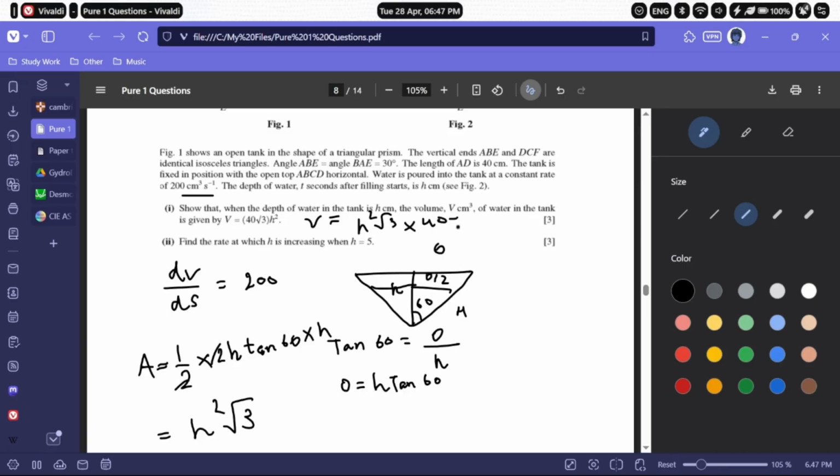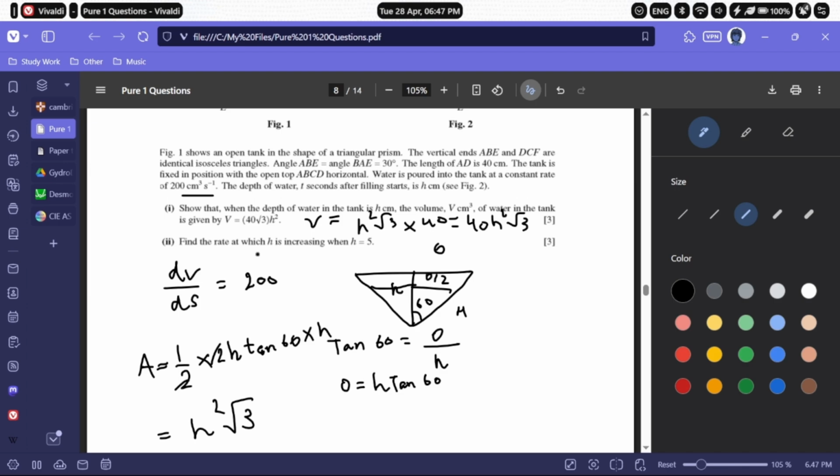This is pretty easy if I'm being honest, because in questions where they give you a lot of data or a lot of content, it's one of the easiest questions. Anyway, the next part says find the rate at which h is increasing.